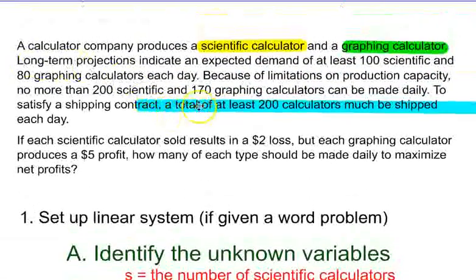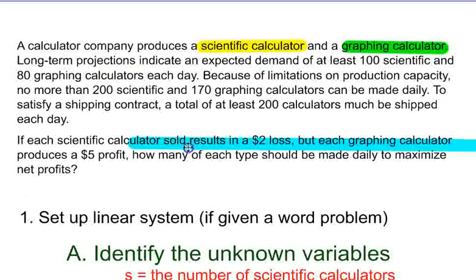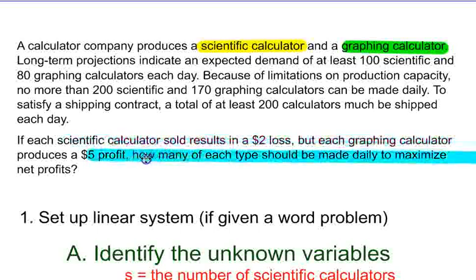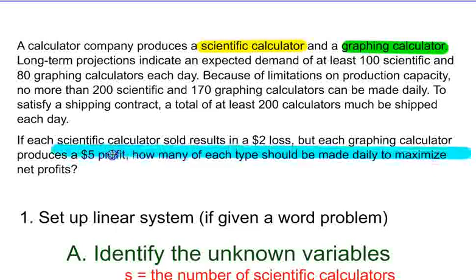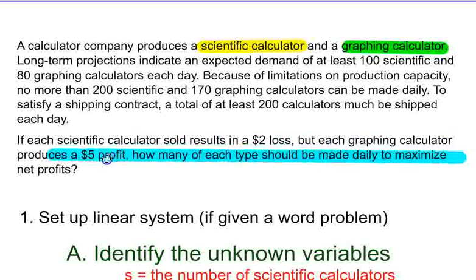And the very last thing actually is not a constraint. It's going to be used to help us figure out which of our possible solutions will work. They want to maximize profit, which means they want to get the largest number possible. Each scientific calculator sold results in a $2 loss, but each graphing calculator produces a $5 profit. So combining the results from the sales of the scientific calculators and the graphing calculators will determine the profit.